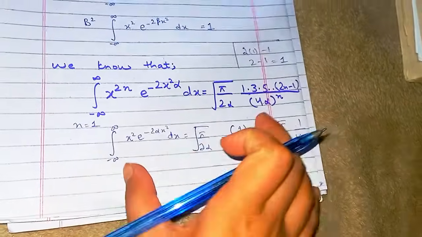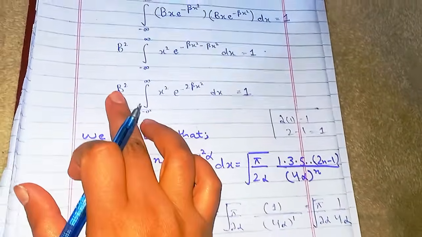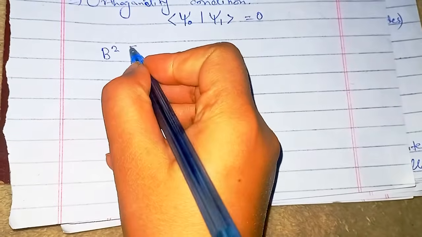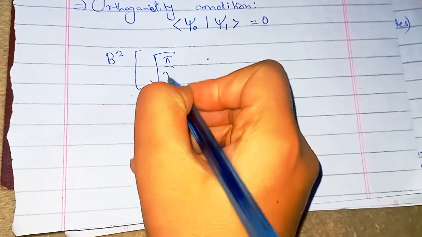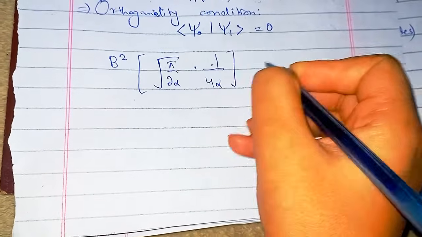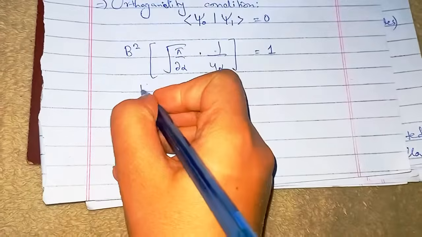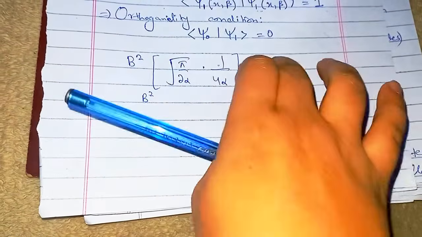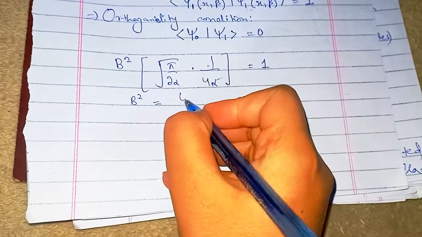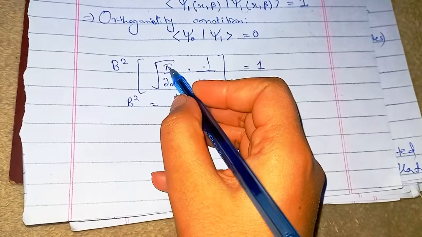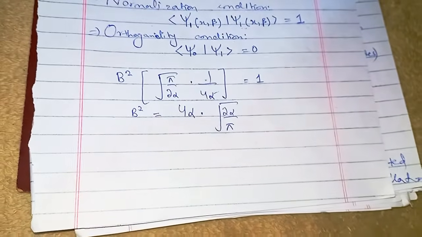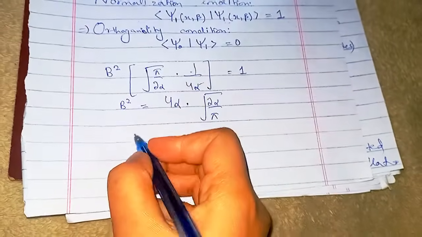That is the value of this thing. Now let's put this integral right there to find out the value of b square. I'm putting it here: pi by 2 alpha times 1 over 4 alpha should be equal to 1, and we need b square, so we'll take these things to the other side. 4 alpha is divided here, so it will be multiplied there, and pi by 2 alpha will become 2 alpha by pi on the other side of the equation.